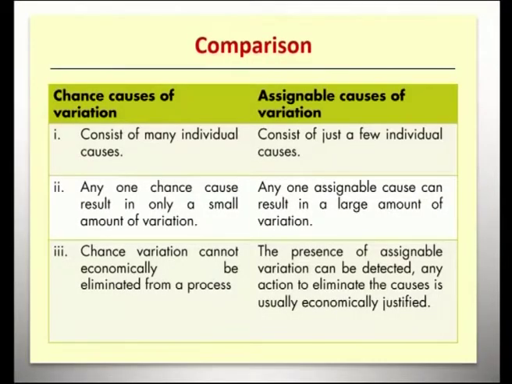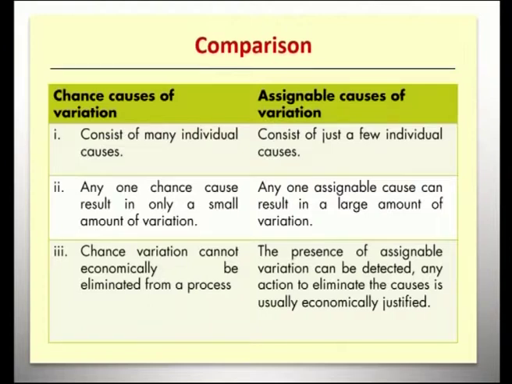So, these causes can be identified and eliminated, and the very important thing is they are to be discovered in a production process, that is before the end product comes out. So, before it goes wrong, that is before the production becomes defective. Now, when you compare the chance causes of variation and assignable causes of variations, the following factors are compared.